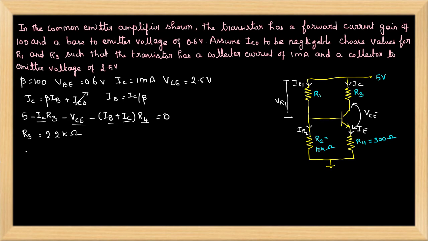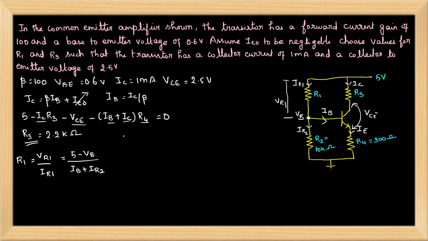Now we have to solve for R1. So R1 is equal to the voltage across the resistance R1, VR1, divided by the current through the resistance R1, IR1. We can write, let the voltage at this point be VB. It is the base voltage, and the voltage here is 5 volt VCC. So VR1 can be written as 5 minus VB, divided by IR1. Let the current flowing through the base be IB. So IR1 can be written as IB plus IR2. We have to solve for this VB and IR2.